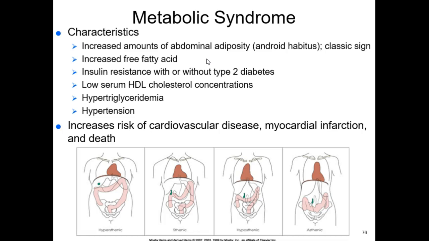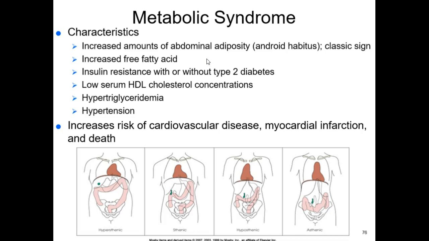Not even remotely covering all the body types. No, of course not. Hyposthenic being like the triangle, wider shoulders, narrower hips. And I don't remember what sthenic is supposed to be. I think it's just kind of straight. Banana shaped. I don't know what that is.